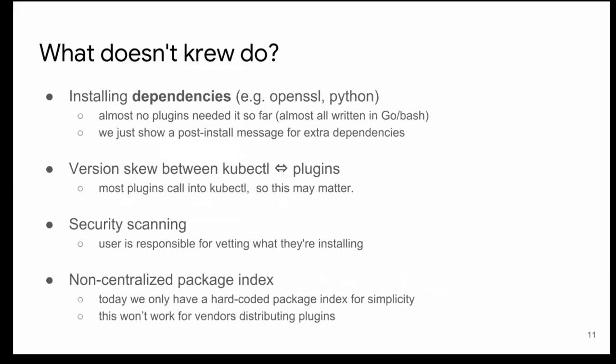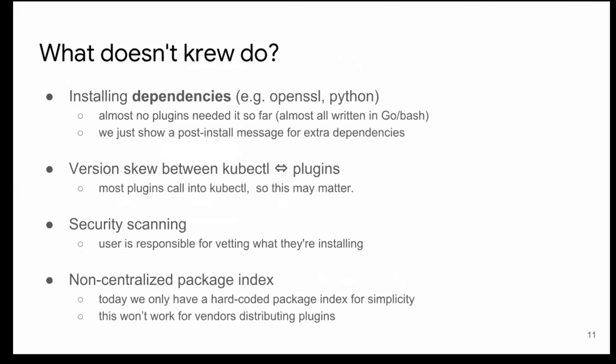So what doesn't krew do? It doesn't install external dependencies. For example, if you're writing your plugin in Python and you don't have Python on your machine, krew is not going to be able to do anything for you. So far, most of the plugins are written in Go and Bash, so this actually helps us a lot.